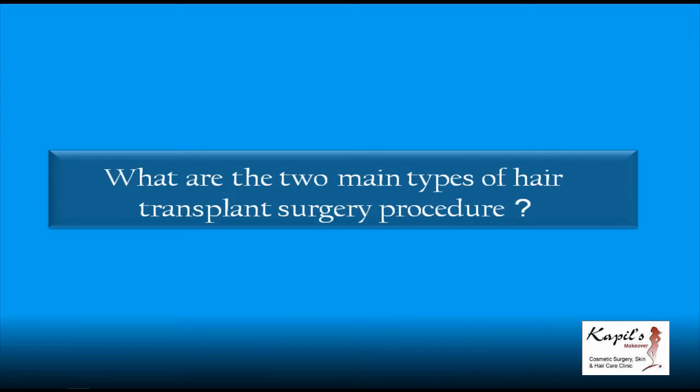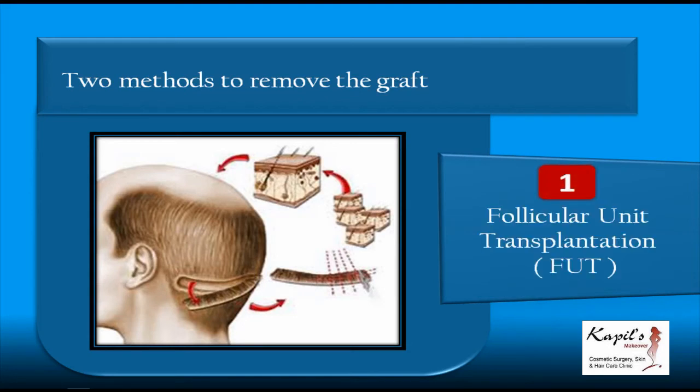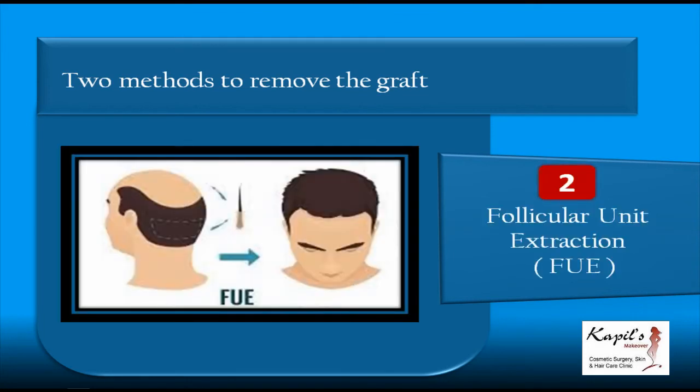What are the two main types of hair transplant surgery procedure? Two methods to remove the grafts containing hair follicles are follicular unit transplantation, follicular unit extraction.